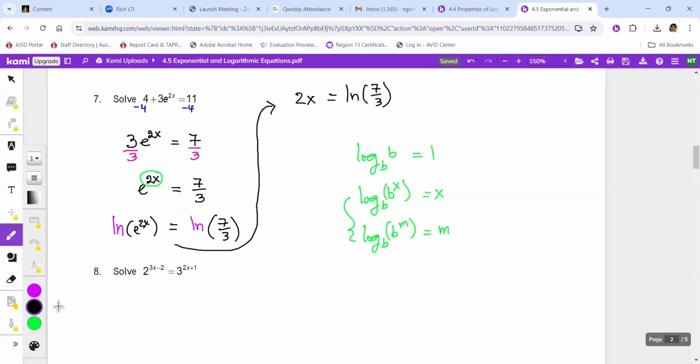And then lastly, we just go ahead and divide both sides by 2. So our x is natural log of 7/3 divided by 2. Can you put it in the calculator for us, please? Can you check your answer with us to see if you end up with this answer? Again, it's not exact. So this is about 0.4236.